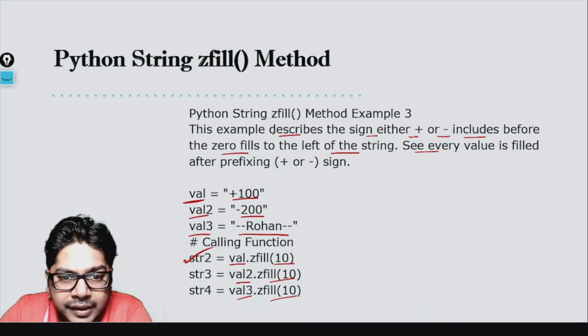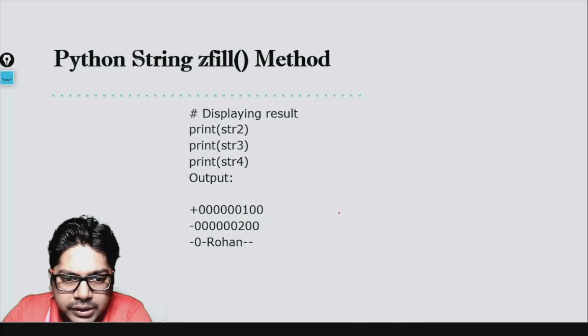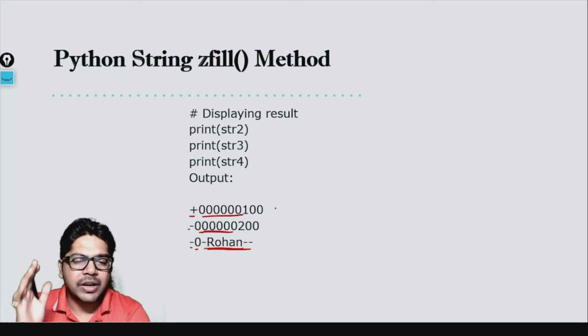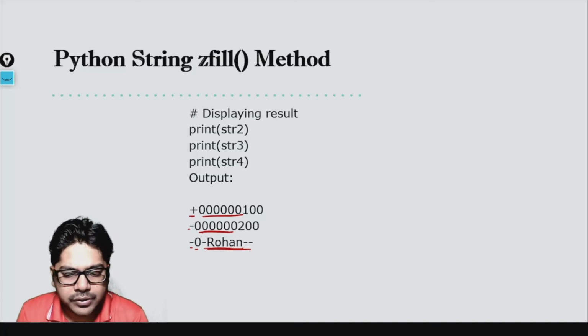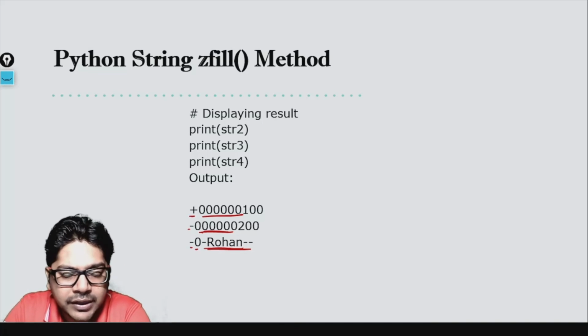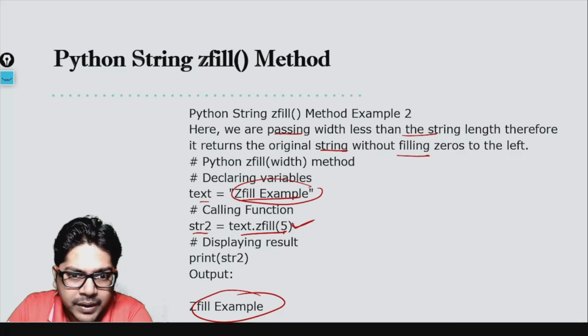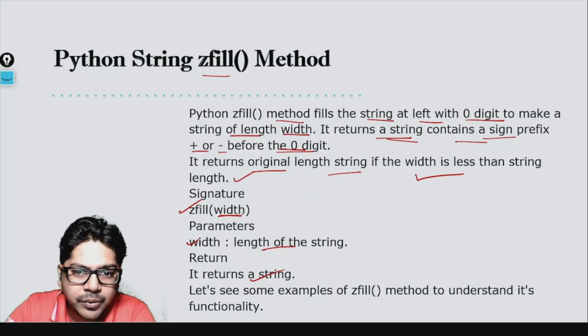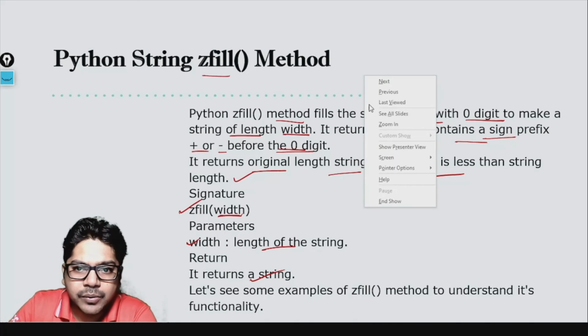This example describes the sign, either plus or minus, included before the 0 fills to the left of the string. Here you saw that plus remained here and then the zeros came, minus remained here and then the zeros came. Whatever string was there, it takes the first sign into consideration and fills the zeros after the first sign, if there is a sign. This is what was mentioned here.